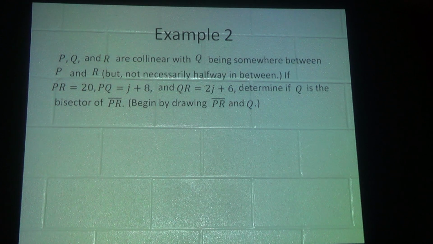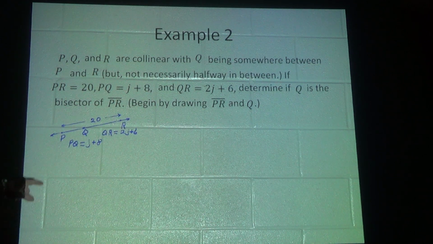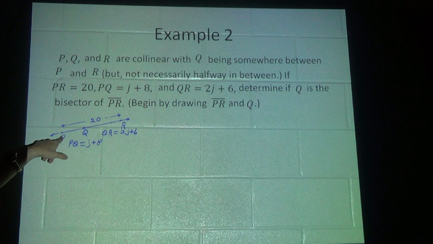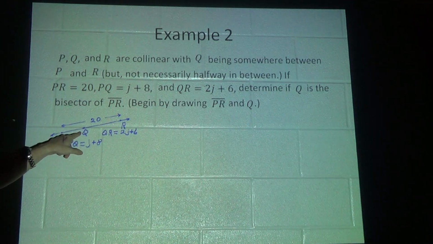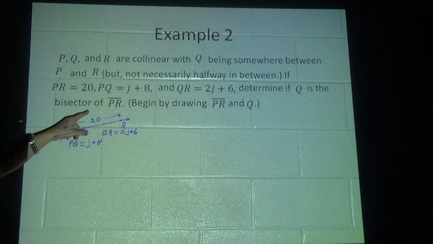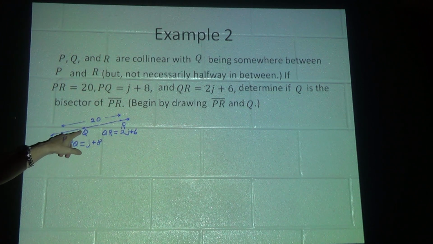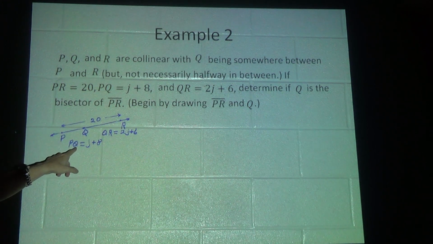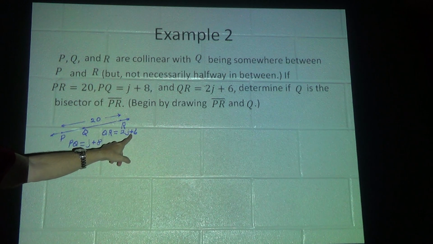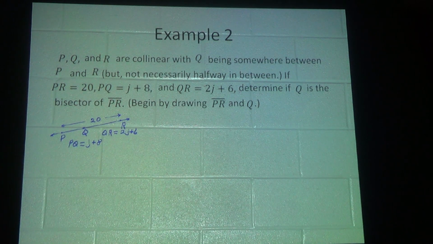So the first thing we're going to do is draw the diagram. So we draw a line segment PR, and we put a point Q somewhere between them. And it said not necessarily halfway between, so we can't assume this is halfway. So here's what we do. We know that 20 is equal to this length plus this length. So that's how we're going to solve for J.